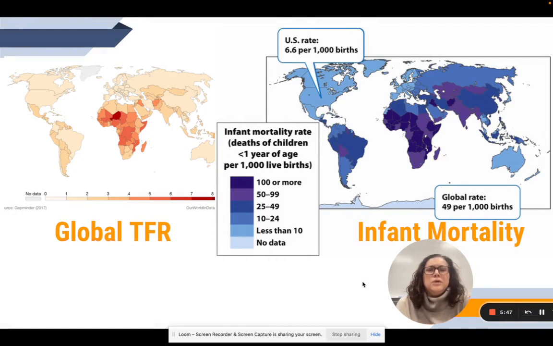And this is just kind of showing you around the world. Now, these are slightly older graphs. Again, I went with what was in your book, but the trends are still relatively the same. So total fertility rate, you can see on the left, is highest in African countries right now, and some of the Middle Eastern countries. And if you look at infant mortality rates, they're also high sort of in those similar areas. So we'll talk about that in class.